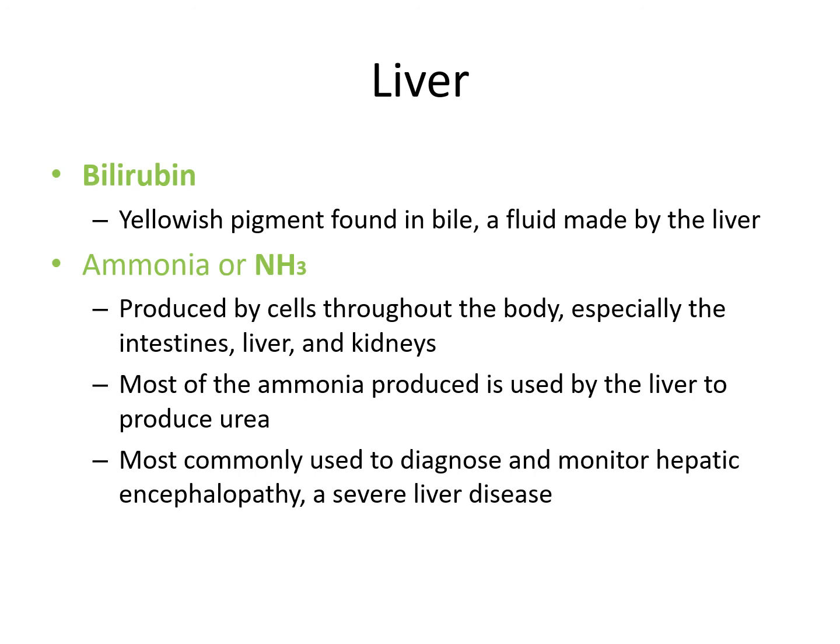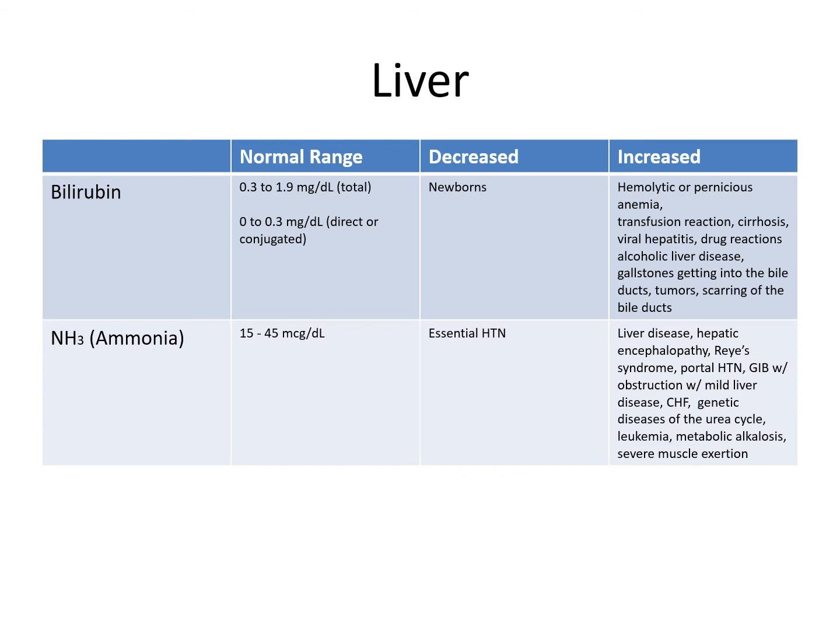This is most commonly used to diagnose and monitor hepatic encephalopathy, which is a condition secondary to severe liver disease. In essence, the patient's brain is being poisoned by this ammonia in the blood. So here again we have our ranges and our causes.